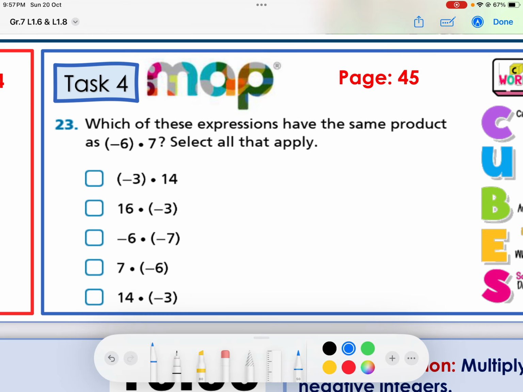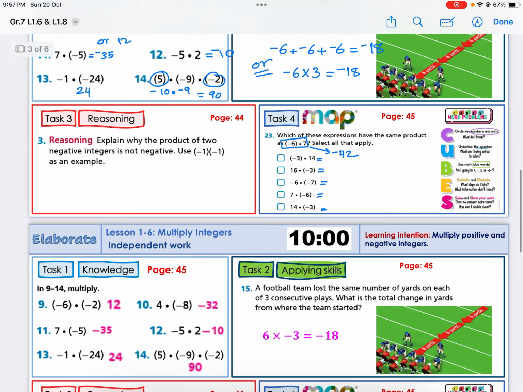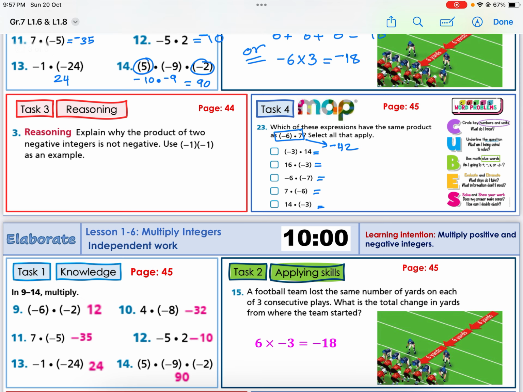Okay, so which of these expressions have the same product as this one? In order to find out, you need to calculate it. 6 times 7, that's 42, and the sign will be negative. So you need to calculate each one of those and see which one will give you negative 42. Okay, and that's it. I will leave it for you. We did this one on the notebook and this one too.